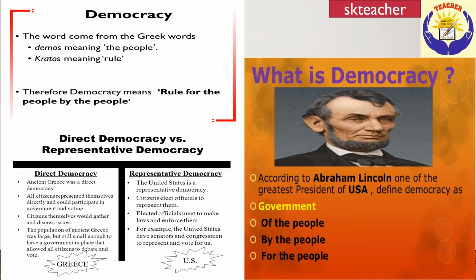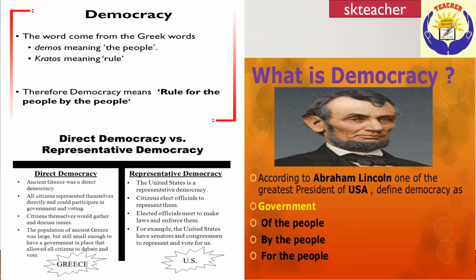Now, here is a definition given by the former President of the USA, Abraham Lincoln. According to him, democracy is the government of the people, by the people, and for the people. Now, we are going to see how many types of democracies there are. There are two types of democracy: number one, direct democracy, and another one is representative democracy.